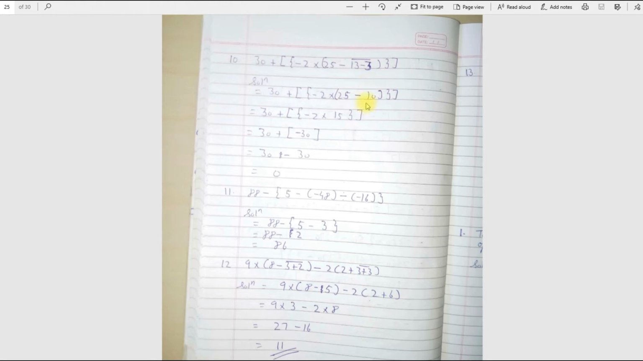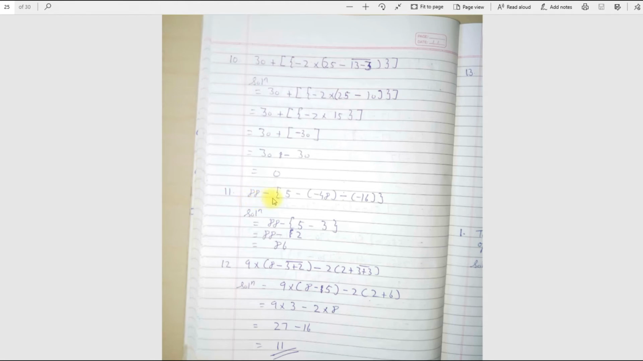13 minus 3 is 10. 25 minus 10 is 15. Minus 2 into 15 is minus 30. Now here it is plus and it is minus, so when we open the bracket, it becomes plus minus minus. Therefore 30 minus 30 is 0.